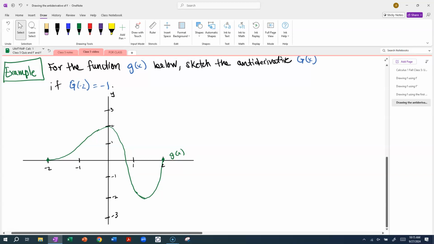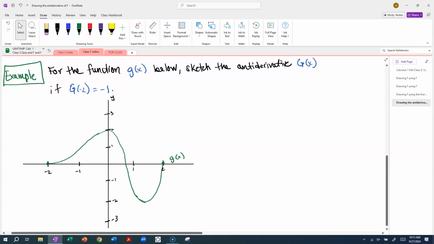Okay, so here is a function g, little g, and we want to sketch the antiderivative big G. If we know big G of negative 2 is negative 1, well, that's a good starting place, right? So I do negative 2, negative 1. Okay, put my point there. Now, how do we generate this graph?